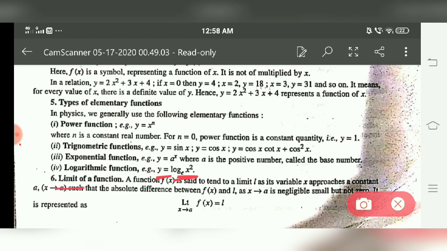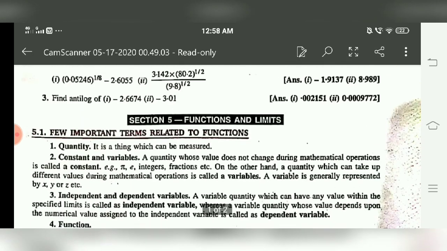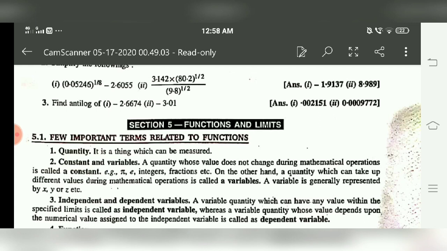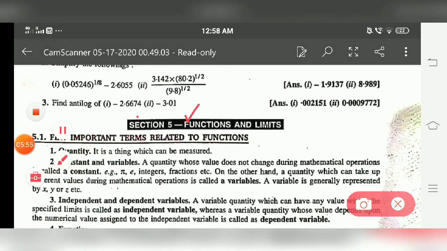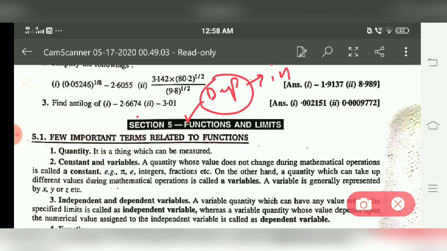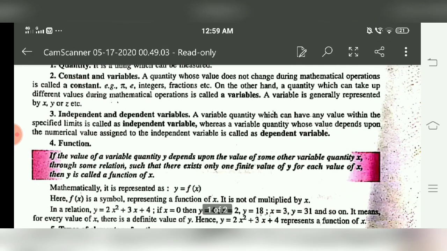Next, limit of a function. The name of the topic is function and limits. Function is clear to you: if a dependent variable depends on an independent variable, then this dependent variable is called a function of this independent variable. Next is limits.